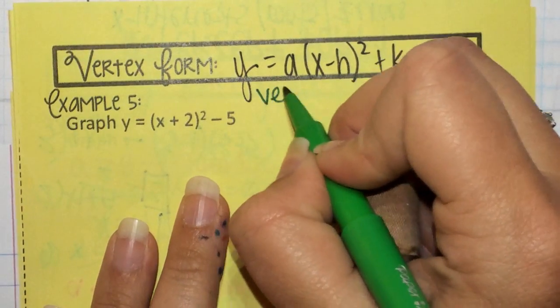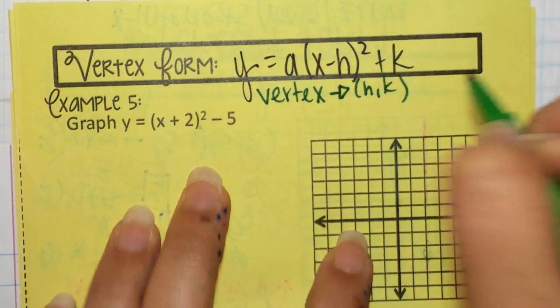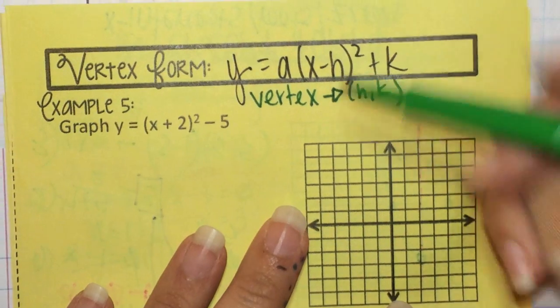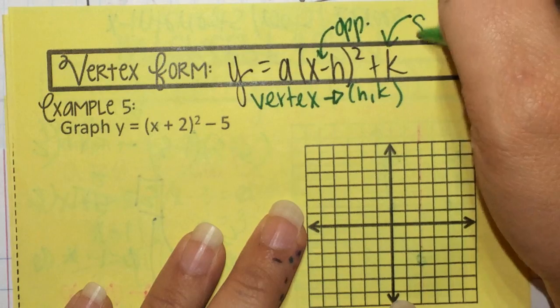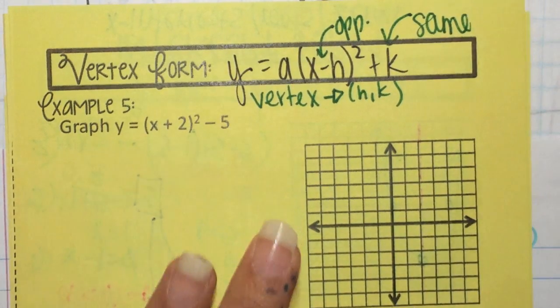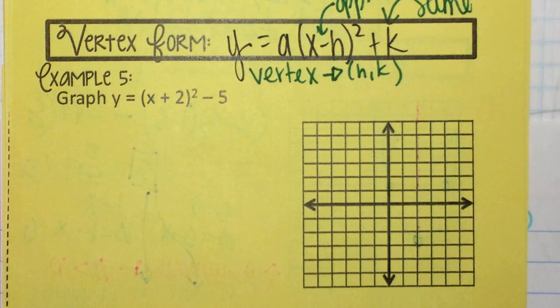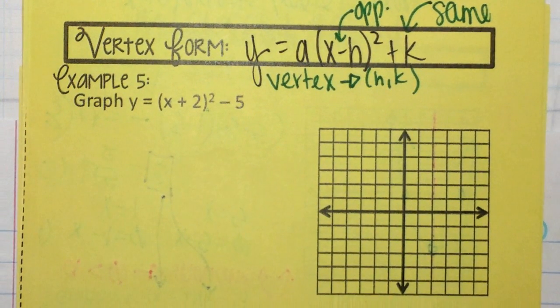Now, this gives you your vertex, which is h comma k. All you do is take the opposite of what's right here and the same thing right here.